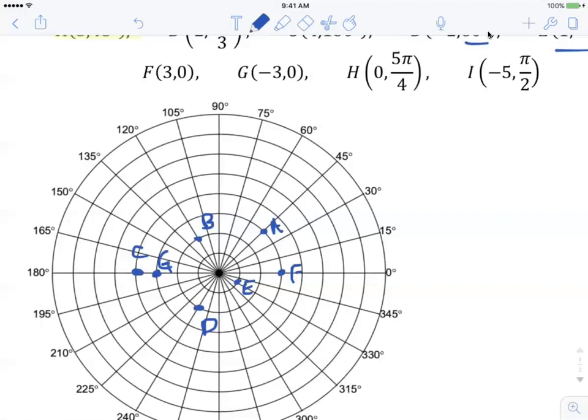How about (0, 5 pi over 4)? Well, if r is 0, that's just the origin. It doesn't matter what the angle is. You're not going anywhere because the r is 0.